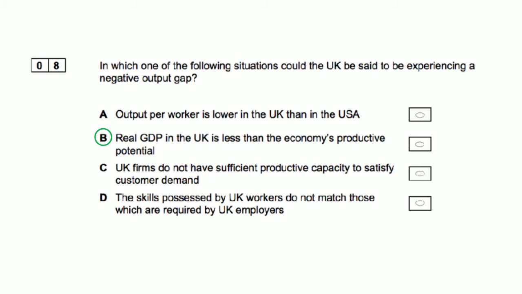Option A is all to do with productivity. It says that output per worker is lower in the UK than it is in the US, and this means that the productivity of workers is lower in the UK than the US. Option C says UK firms do not have sufficient productive capacity to satisfy customer demand, and this means that there would be inflation in the economy, and this is known as demand pull inflation. The final option is D. The skills possessed by UK workers do not match those which are required by UK employers. This option is describing structural unemployment and occupational immobility.